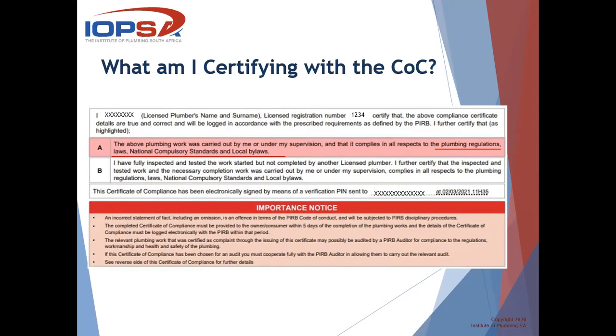Then if we look at the important notice at the bottom, an incorrect statement of fact, including an omission, is an offense in terms of the PIRB code. So, guys, we need to remember that when you register with PIRB, there's a code of conduct that we all need to be subjected to. So if you do something in contrast to that, you obviously run the risk that you might face disciplinary procedures.